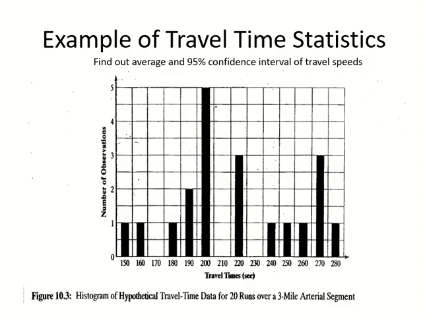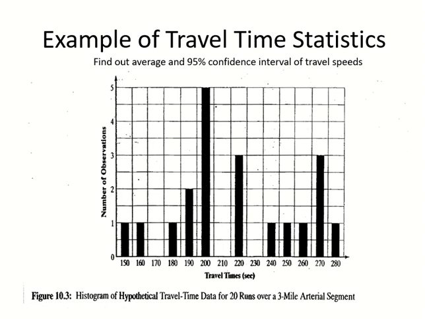So for example, the first value is 150. How many times was 150 observed? You can see over here 1. How many times 160? 1. How many times 170? 0. How many times 200? 5 times. So you have the frequency and you have the travel time values.